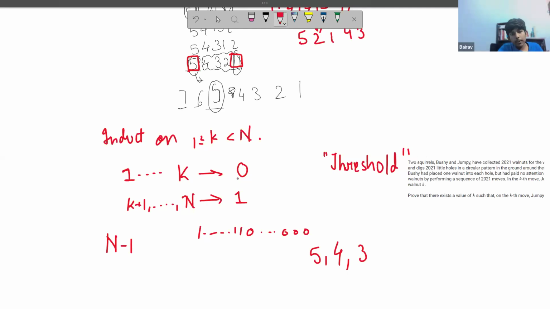But that won't always work. What if there's something like 2, 1, 4, 3, and k is equal to 2? Then it doesn't fully swap. That is true.